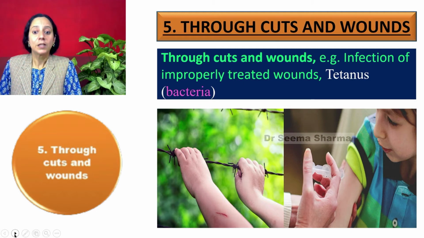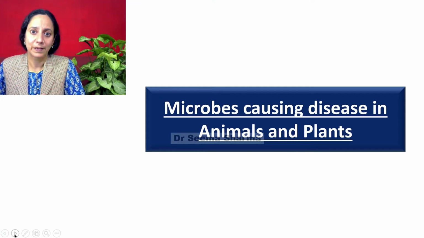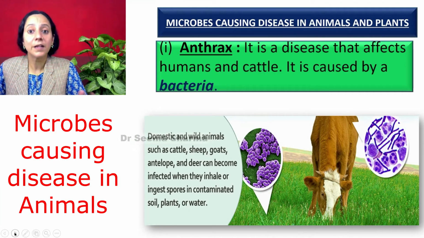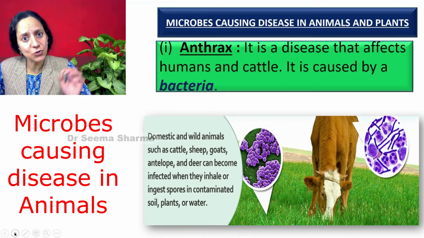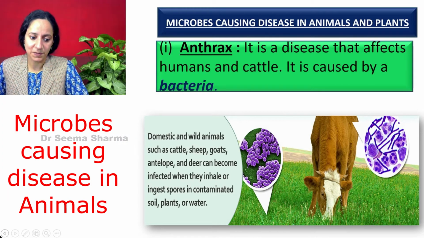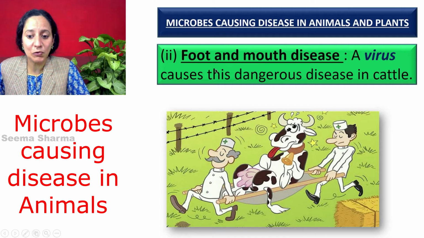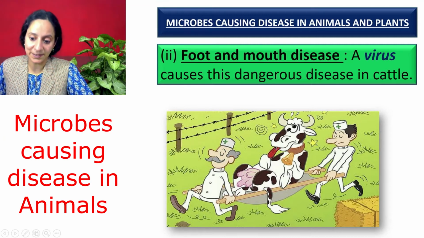But viewers, they are responsible for a variety of diseases in animals and plants also. Like in animals, there is one disease, anthrax. Anthrax is one bacterial disease which affects human beings and also affects animals. Second is a viral disease which is a very painful disease. It is called foot and mouth disease, which is affecting our cattle, especially cows and buffaloes.